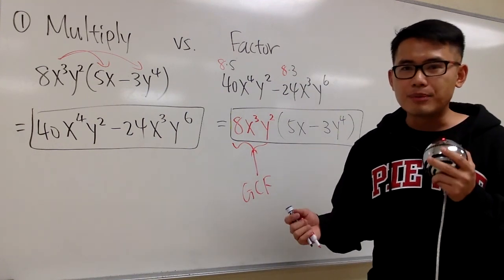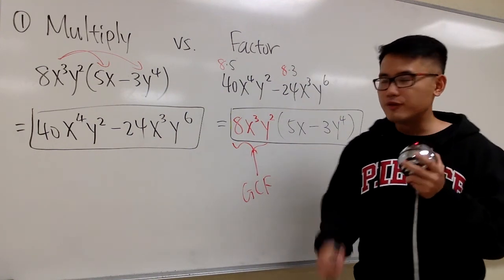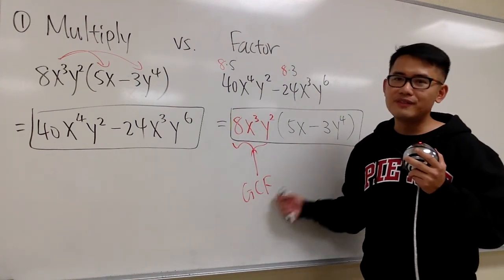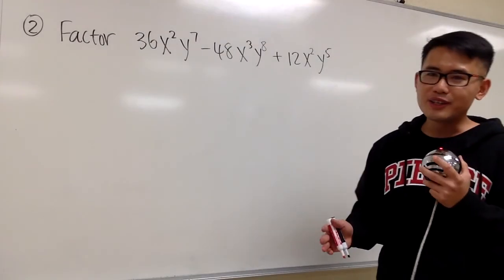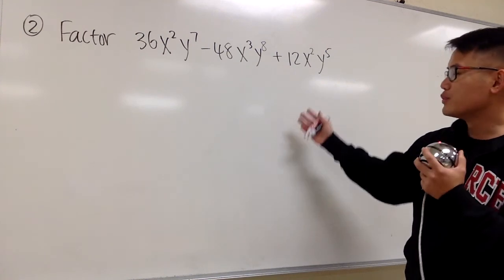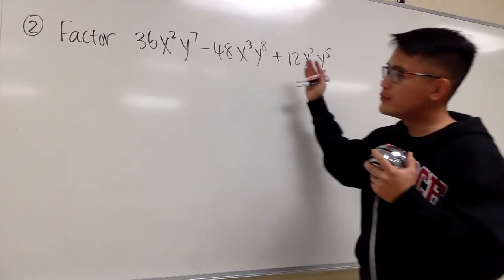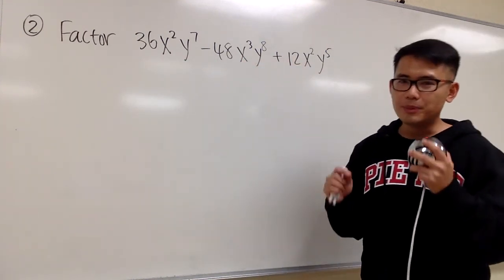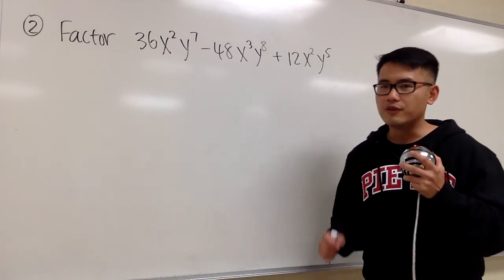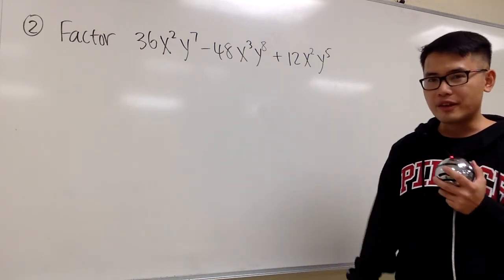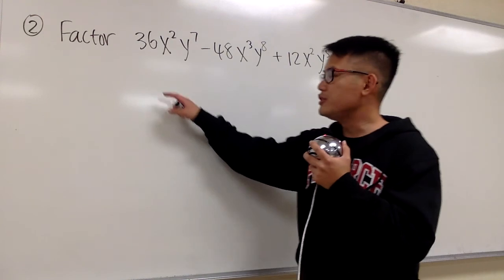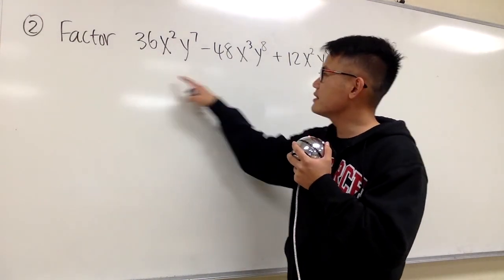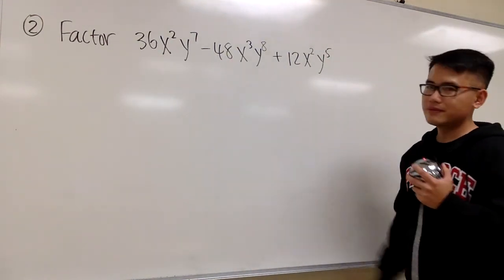And then the next example, we'll just be focusing on how to factor out the greatest common factor. Let's see how to factor out the GCF of this expression. And as we can see, we have 1, 2, 3 terms, right? So be sure the GCF has to work for all 3 terms. And let's work on the number first. So what's the GCF for 36, 48, and 12?